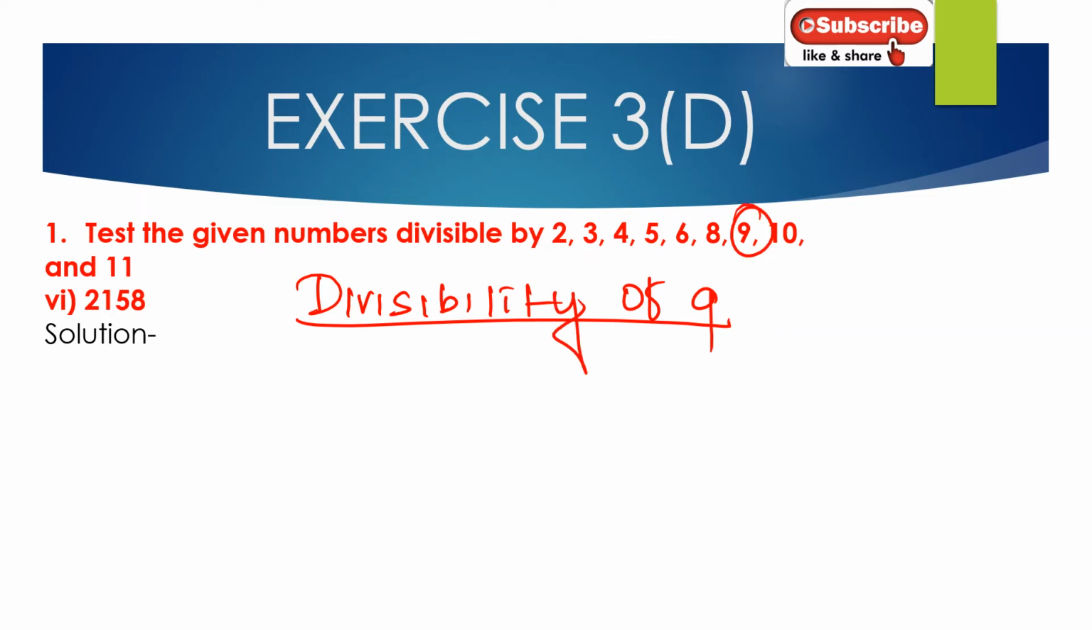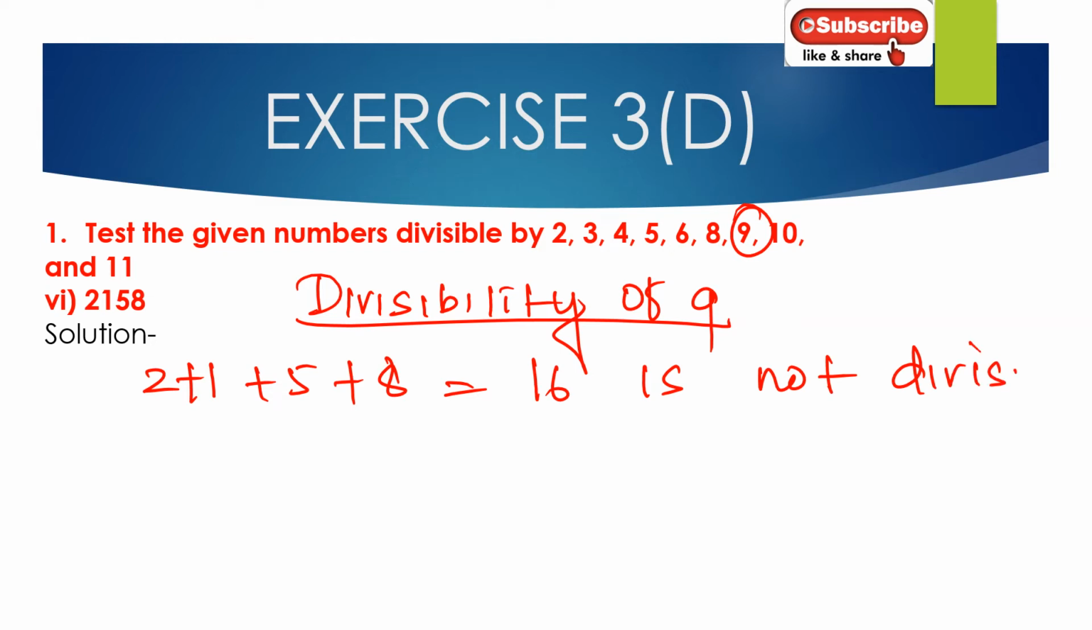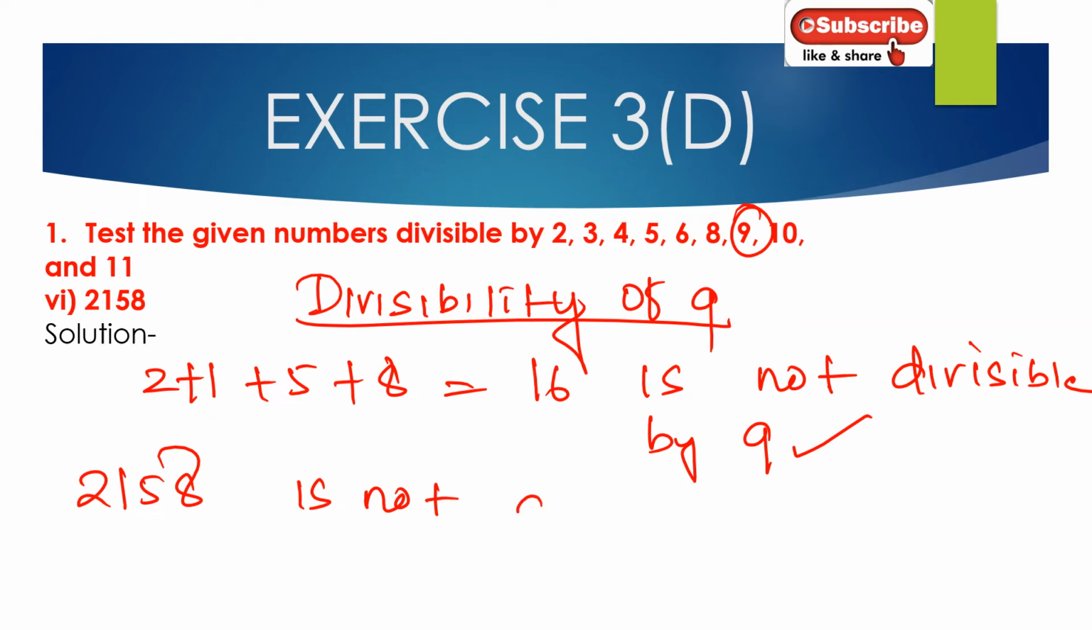Divisibility of the number 9: if the digit sum of any number is divisible by 9, then the number is divisible by 9. Here the digit sum of the number 2158 is 2 plus 1 plus 5 plus 8. 2 plus 1 is 3, 3 plus 5 is 8, 8 plus 8 is 16, and 16 is not divisible by 9. So this number 2158 is not divisible by 9.